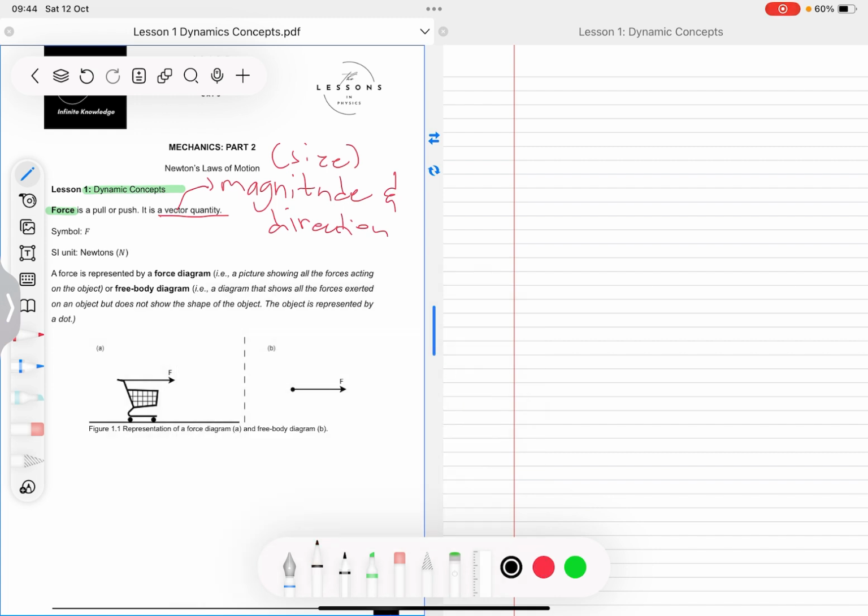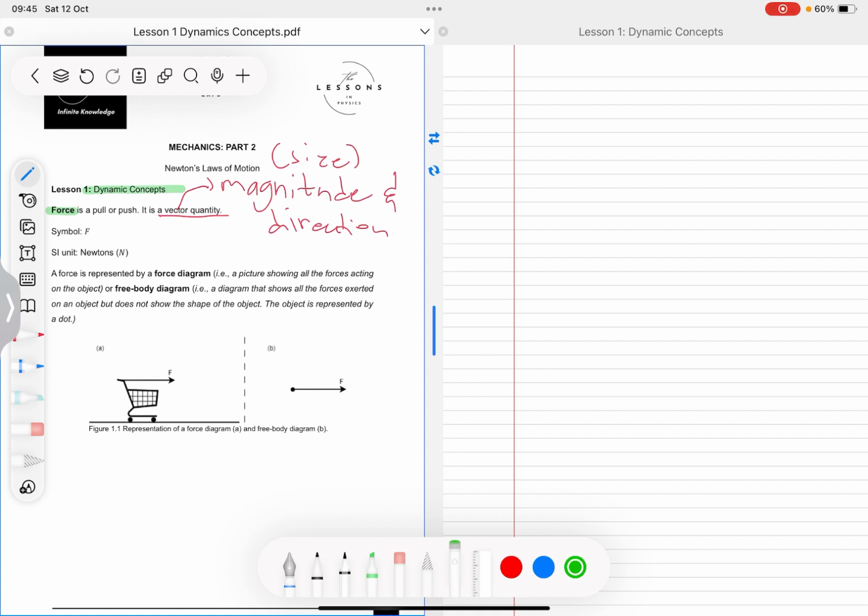The way we represent vectors is that we use an arrow like this with an arrowhead here. The length of the arrow represents the magnitude, the size of the force. If I were to have a long arrow like that, it means it has a bigger magnitude compared to this one. That's how we represent vectors. But vectors also have a direction. So if this is pointing to the right, that's the direction of our vector.